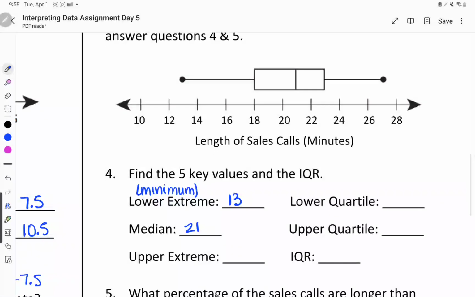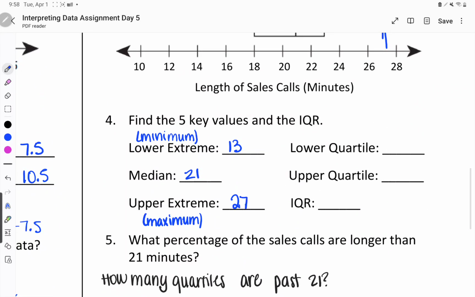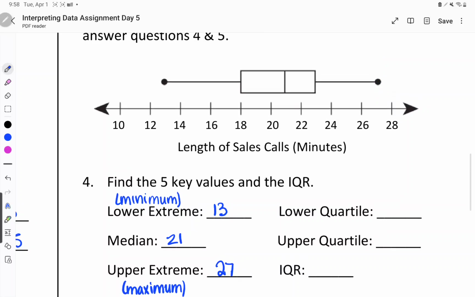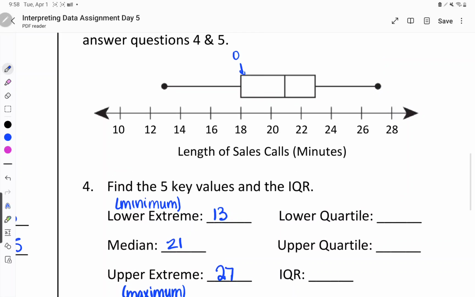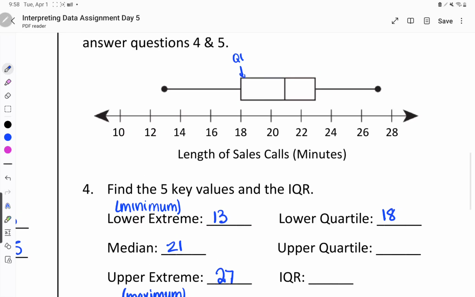Then what is your upper extreme? Our upper extreme is another word for maximum. So our upper extreme is going to be located right here, which is halfway between 26 and 28, so that's going to be 27. And then we have our lower quartile. Remember that our lower quartile is right here at quartile 1. And what is our value for quartile 1? 18.